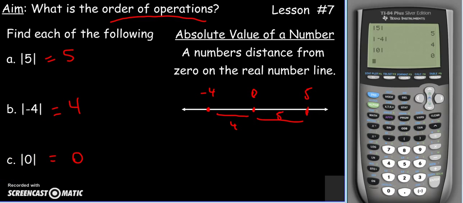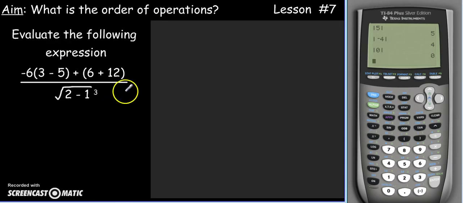So let's take a look at an example. We're going to evaluate this expression using the order of operations. Firstly, let's enter this into a calculator and see what we're supposed to get. We need a fraction, so alpha, y equals n over d. So it's -6 times 3 minus 5, plus 6. Oops, I need a parenthesis here. You can enter the entire thing into a calculator, but it is preferable that you do this by hand, showing each part as you go, which is what we're going to do.